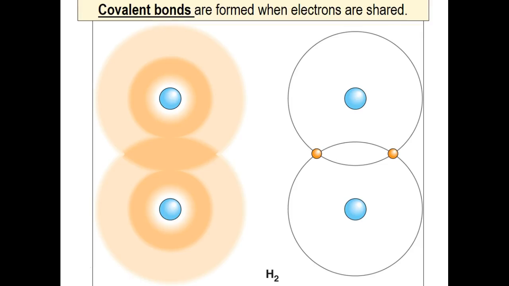This slide looks at covalent bonds. Covalent bonds are formed when electrons are shared. Here you have hydrogen gas, H2, and 2 hydrogens come together and they are sharing the electrons. That gives them a stable outer shell. Remember that the innermost shell is stable with just 2 electrons. So hydrogen must pair up with another hydrogen in order to achieve stability.